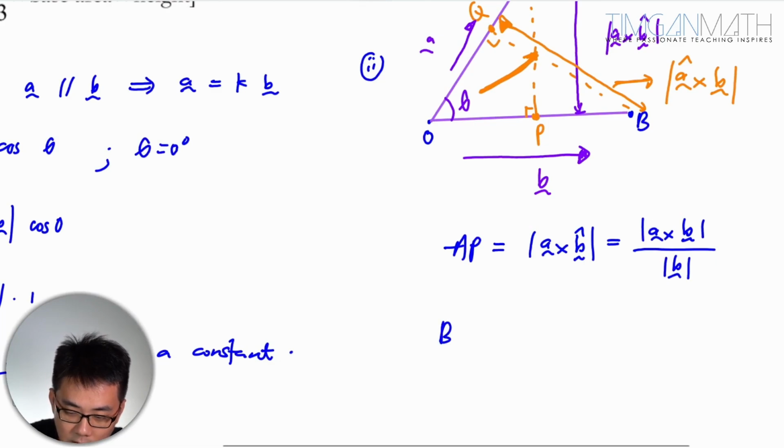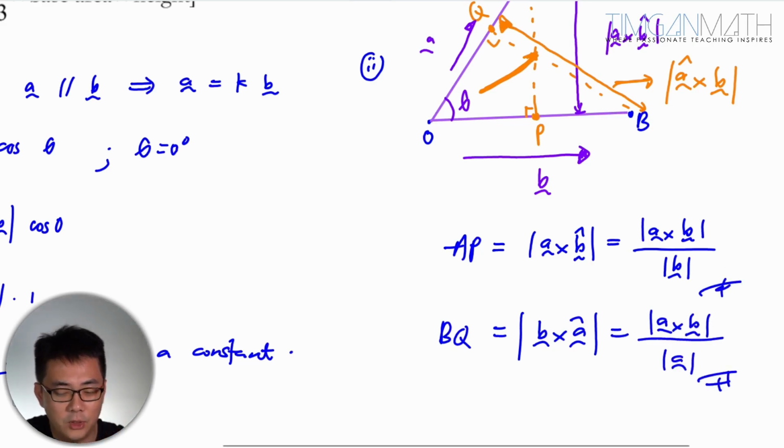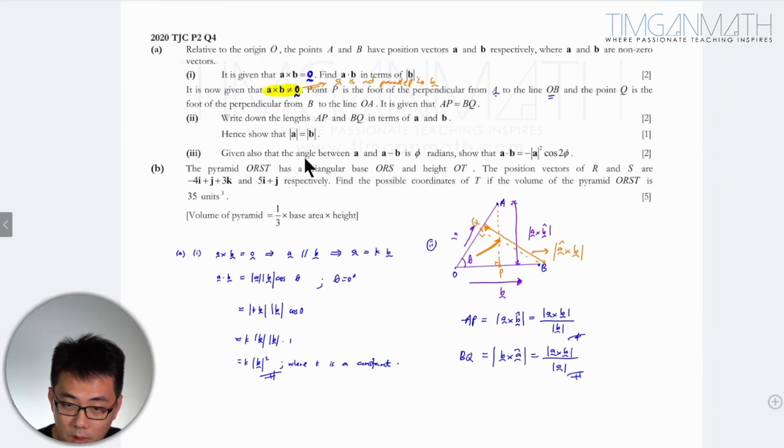The BQ is equal to mod V cross the unit vector A, which is actually A cross V over mod A. That is quite okay, I think. Just draw it out. You should be able to do it. You can only use this for information.